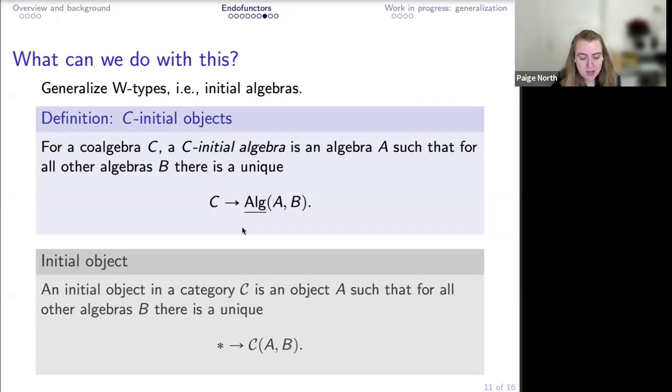I expose this singleton, like in the theory of weighted limits, and then I change it to an arbitrary coalgebra. Maybe I can also say that if I do this in a normal category, nothing interesting happens. But now in this enriched category, I change this parameter to an arbitrary coalgebra C. And then I can define a C-initial algebra to be an algebra A, such that for all other algebras B, there's a unique morphism like this.